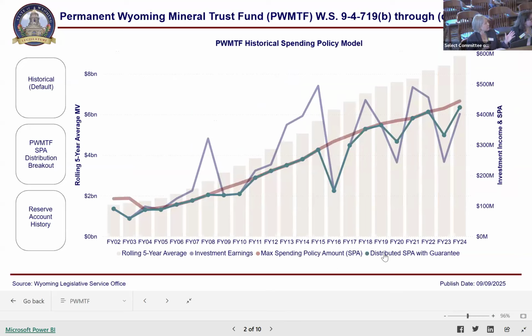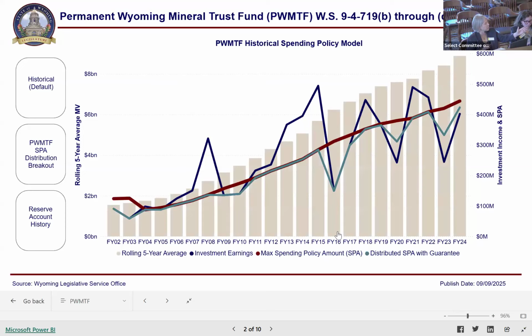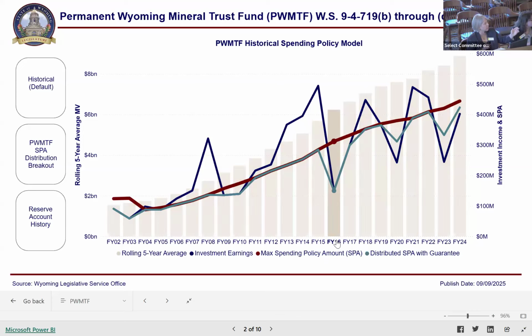And for example, you can see prior to 2017, when, look at fiscal year 2016, investment earnings were low that year, and that's all that was distributed for spending. We didn't come up to the maximum amount. Now, Catherine, if you would go and get the note back, there's a note on the slide that tells you when the guarantees started.